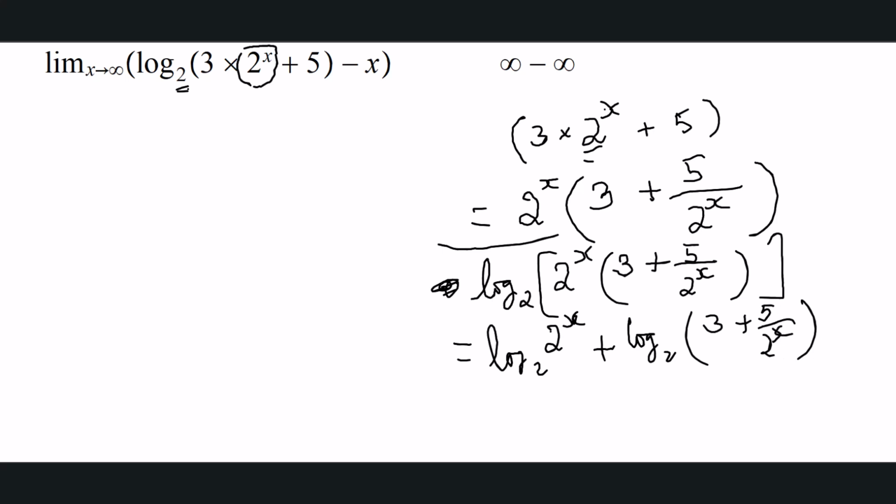And you know this, that log with base 2 of 2 to the x will be x. And then I have plus log with base 2 of 5 over 2 to the x. All right. So what we just did was write this in another format. So let's write that up there and see what it produces for us.